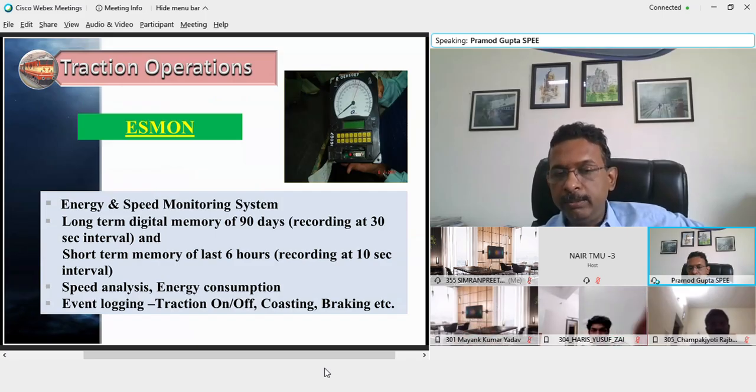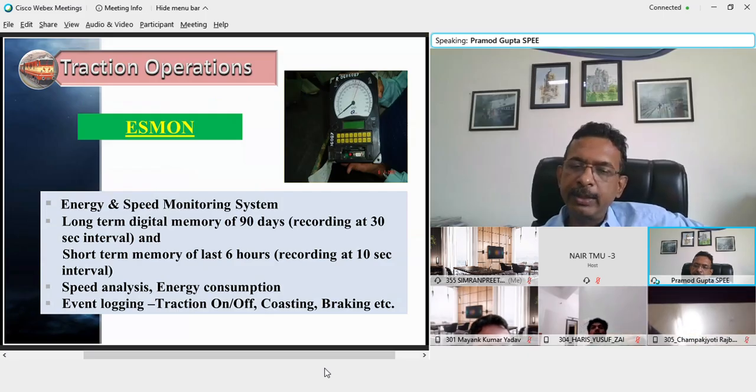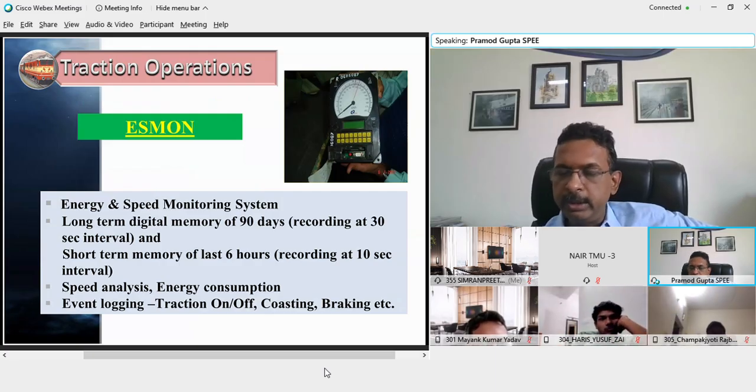Then it has a long-term digital memory in which 90 days of data can be recorded, and after 90 days, it's a roll, a first in first out kind of arrangement, so that after 90 days, the oldest data gets erased automatically and new data gets stored into the system.